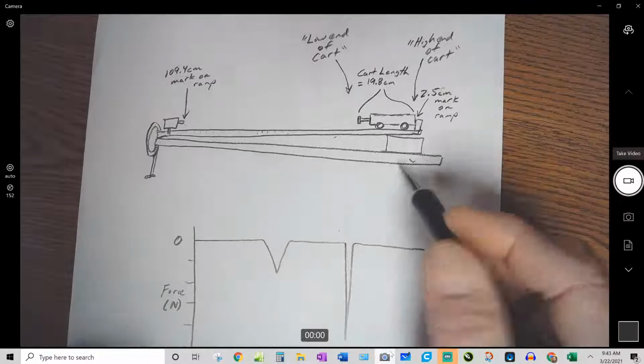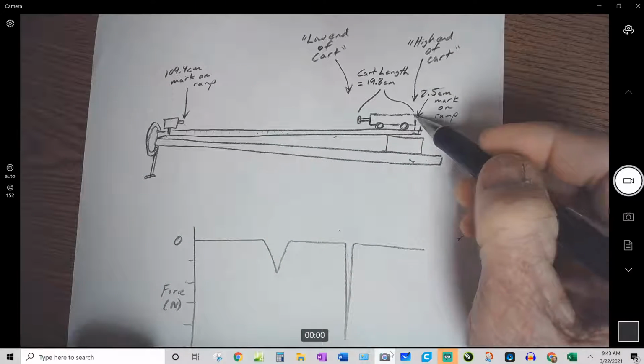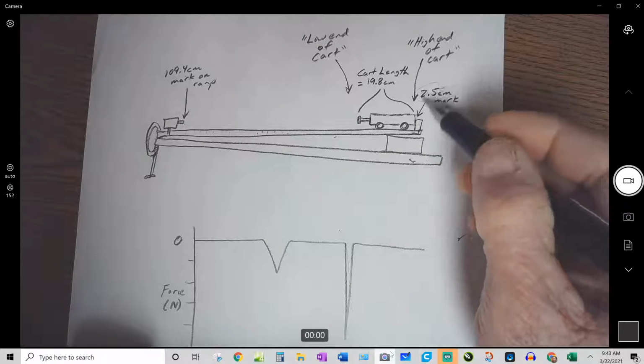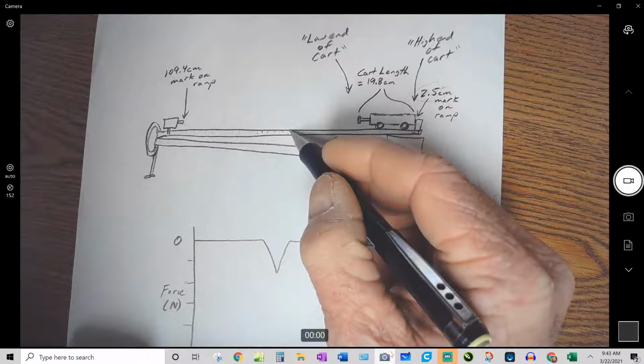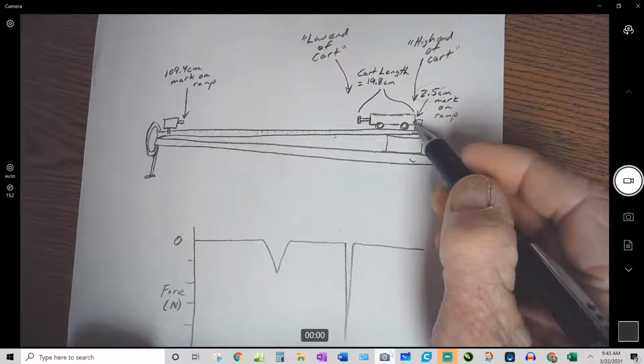And here's what some of these things mean. Here's the ramp. This is the high end of the cart. This is the low end of the cart. The high end of the cart starts at the 2.5 centimeter mark on this centimeter scale that goes all the way along the ramp. So I let go.